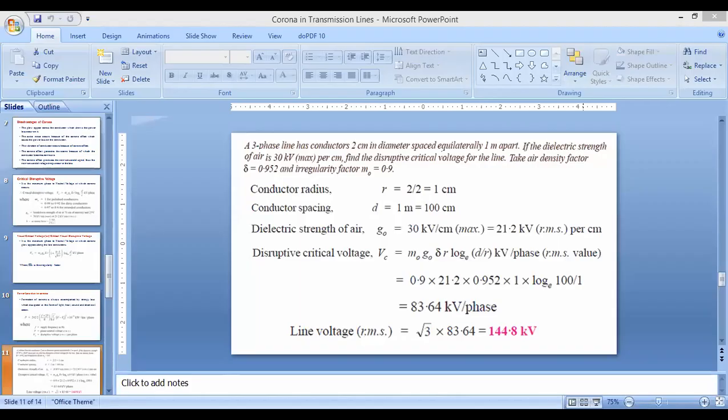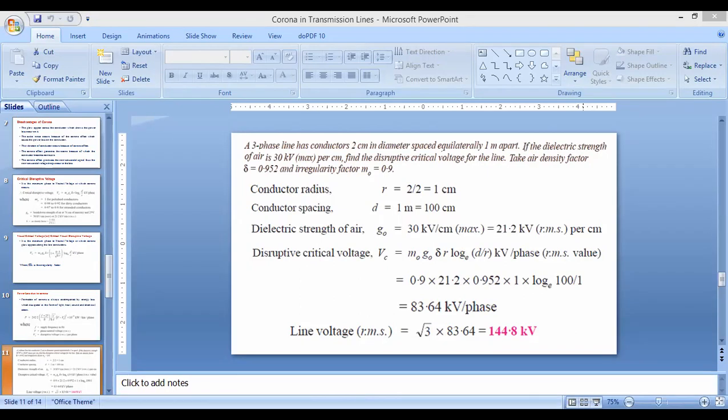Today I am going to discuss the numerical problems on corona in an overhead transmission line. Go through the problem. A three-phase line has conductors 2 centimeter in diameter spaced equilaterally 1 meter apart. If the dielectric strength of air is 30 kV maximum per centimeter, find the disruptive critical voltage for the line. Take air density factor delta equal to 0.952 and irregularity factor m0 equal to 0.9.